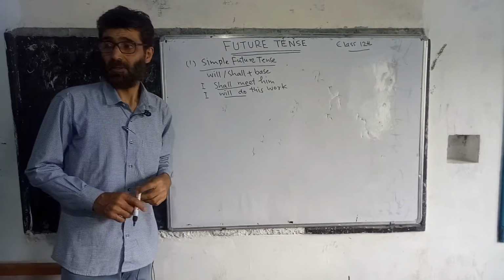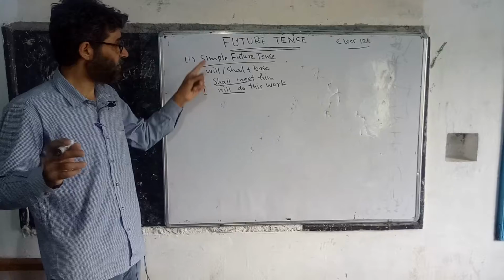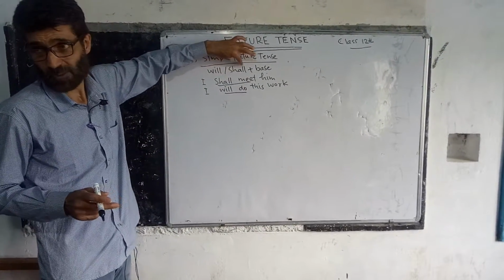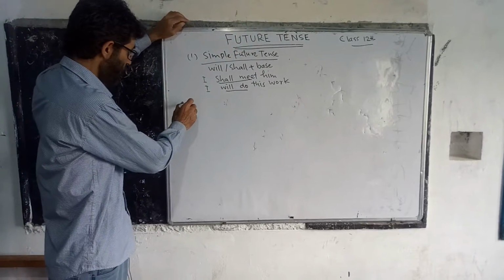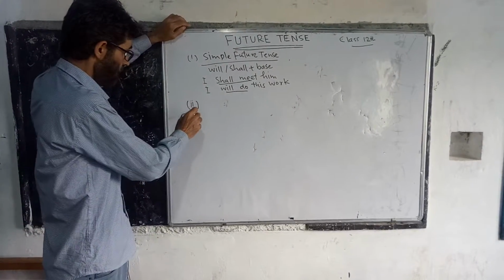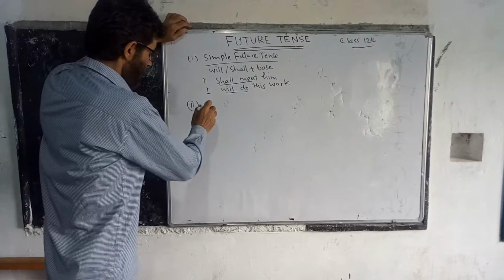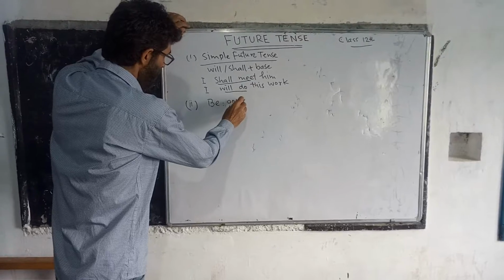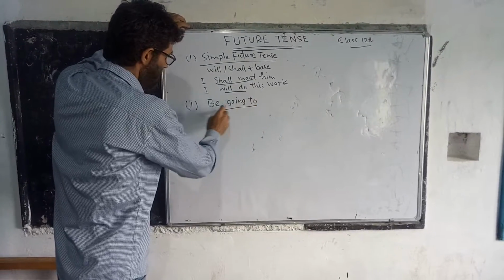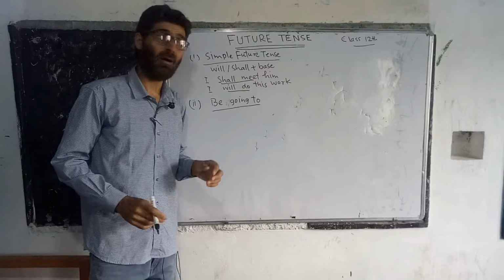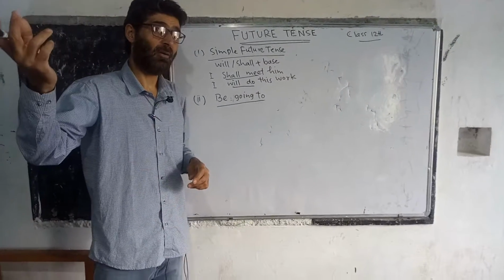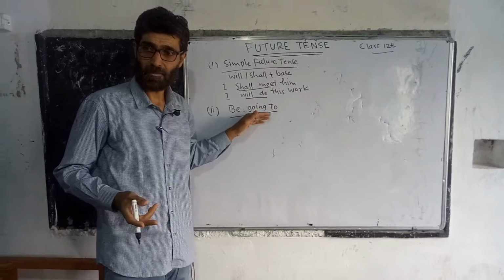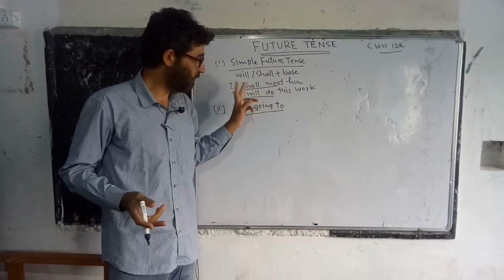And I was telling you, we can express simple future in four ways. Number one is will or shall plus base form. Number two is be going to form, or be going to structure. I am going to buy a car. You are going to buy a car. So we use this structure also to express simple future.